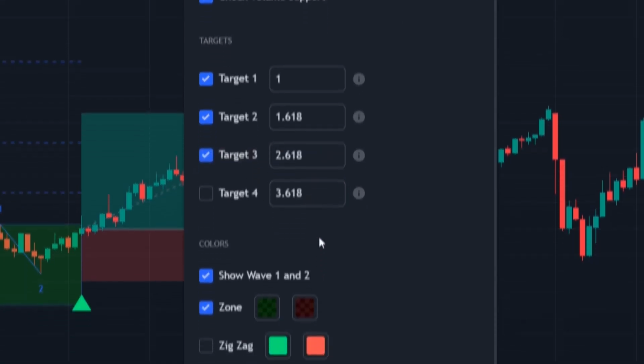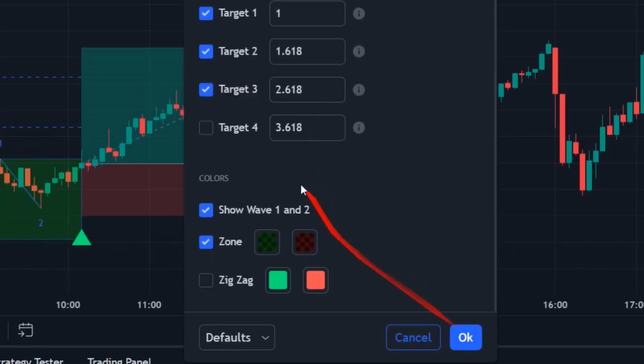Now, based on the explanations I provided, you can adjust the values to reach your desired settings or use the settings shown next.